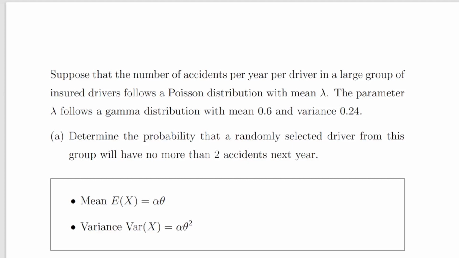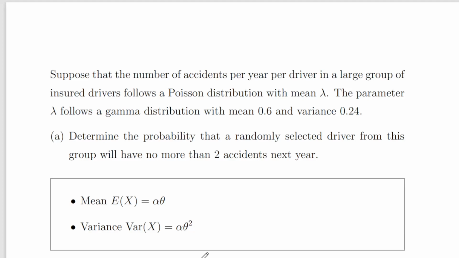In this presentation, we are going to be looking at the negative binomial distribution and how the negative binomial distribution can be used to model a Poisson-gamma mixture. We're going to be using the method of moments in this analysis.